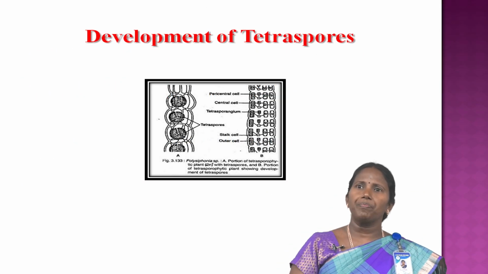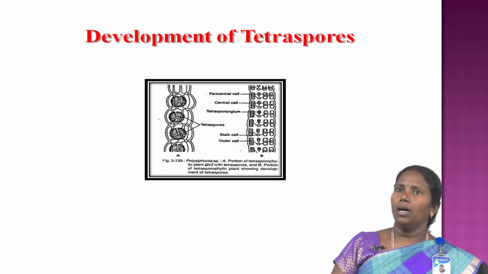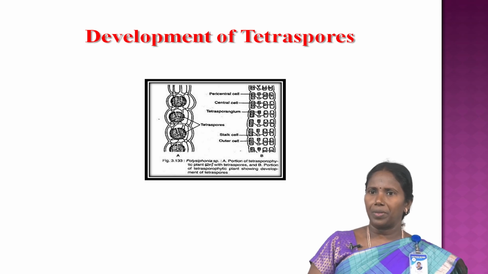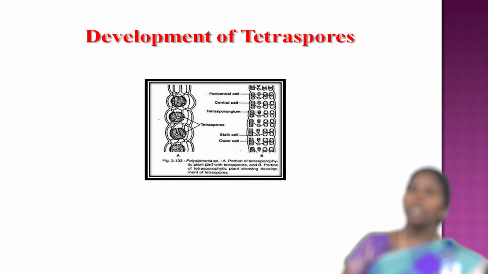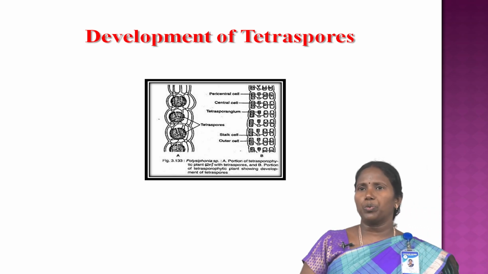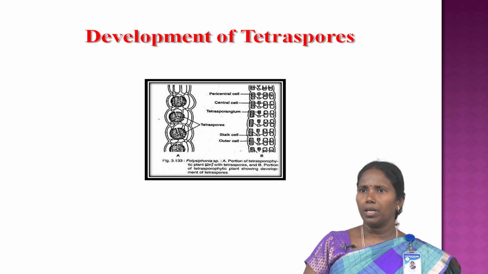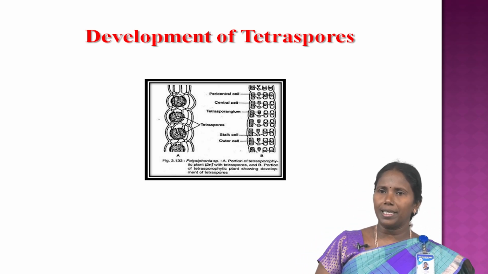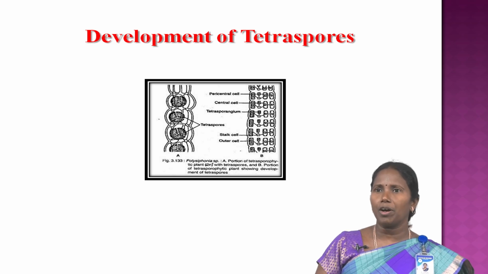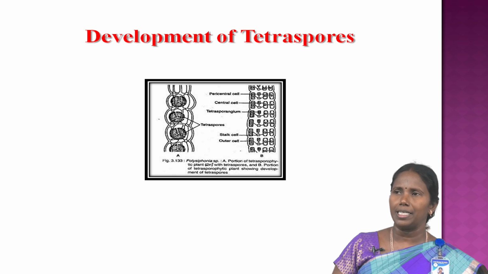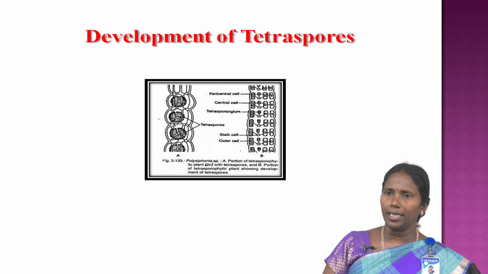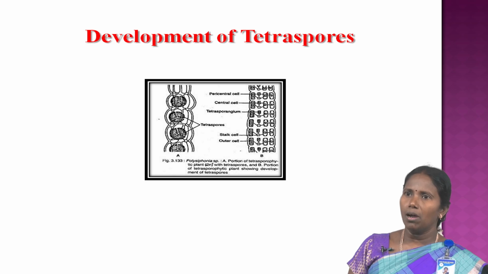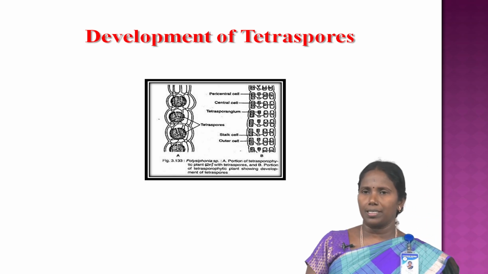This slide shows development of tetrasporophyte in different species of Polysiphonia. The tetraspores are produced in tetrasporangia. Single pericentral cells in each tier towards the apical region function as tetrasporangial initials. This initial cell is smaller than the other pericentral cells of any particular tier.